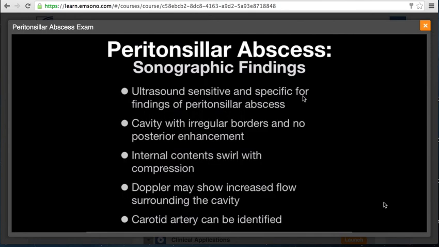In terms of the sonographic findings of a peritonsillar abscess, ultrasound is actually very sensitive and specific for the diagnosis of a peritonsillar abscess. The cavity is going to have irregular borders, just like you would expect with a cutaneous abscess, and there'll be no posterior enhancement. The internal contents will swirl with compression. If you use Doppler, you may show increased flow surrounding the cavity, but that is not an essential part of the exam. And the other helpful thing is that you can identify the common carotid artery.